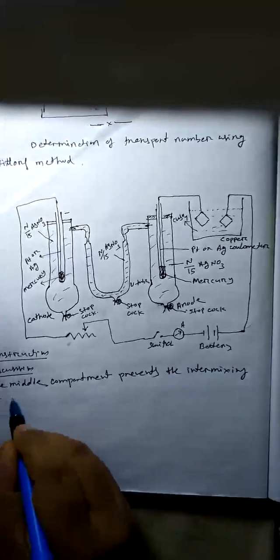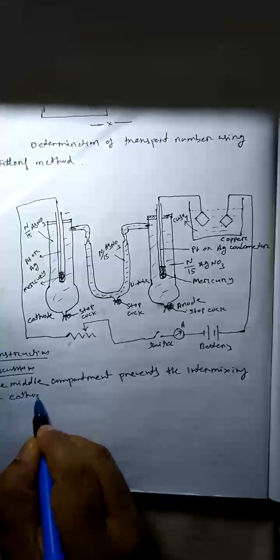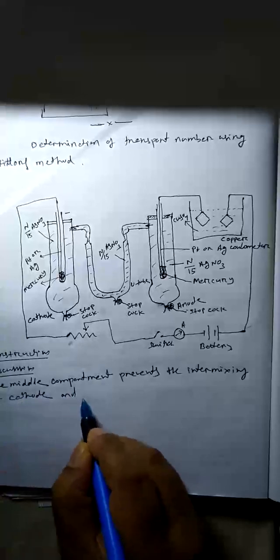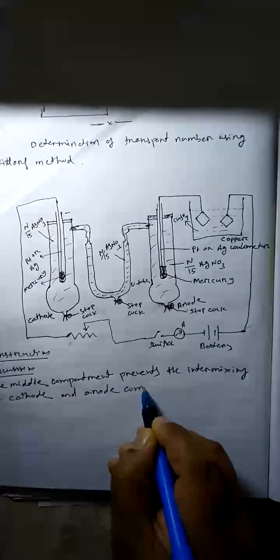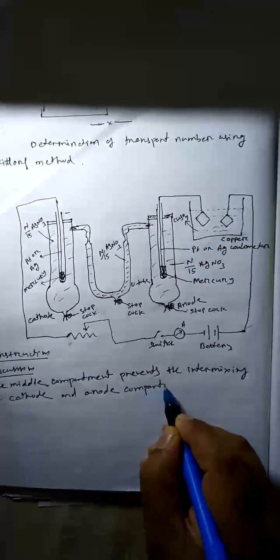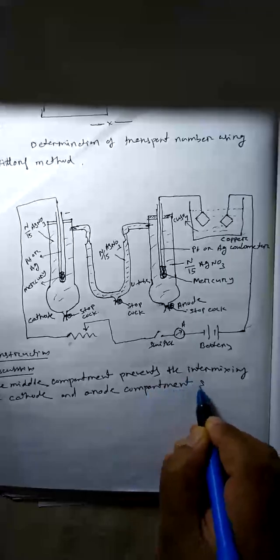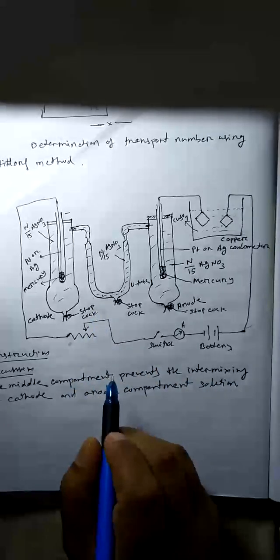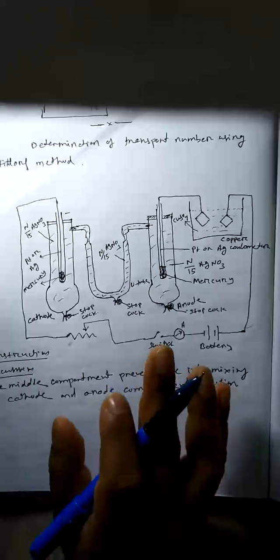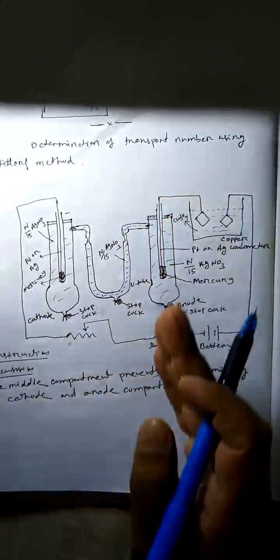The middle compartment prevents the intermixing of cathode and anode compartment solutions. This is the main aim of the U tube. That means the main aim of the U tube is that it separates the anode and cathode compartments.